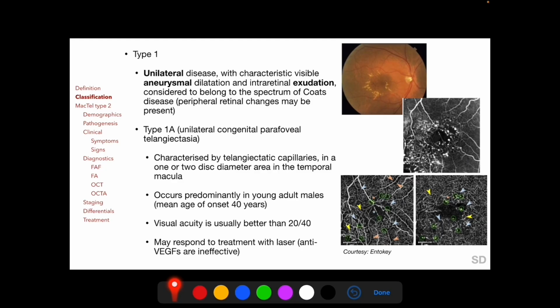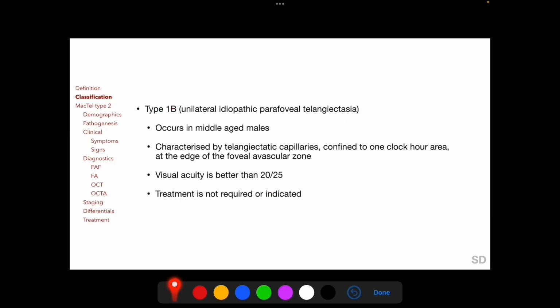retina. Type 1 macular telangiectasia is further classified into Type 1A, which occurs predominantly in young adult males, and Type 1B, which occurs in middle-aged males. And visual acuity in both Type 1A and Type 1B macular telangiectasia is relatively well preserved.